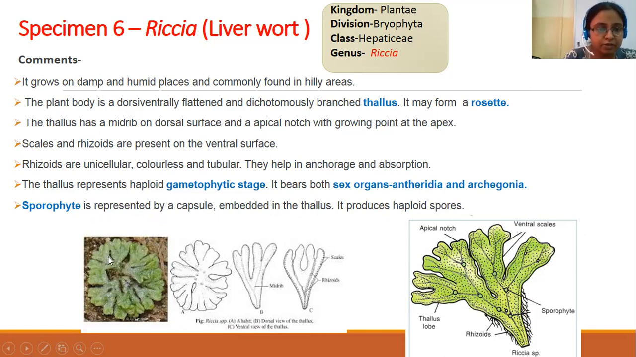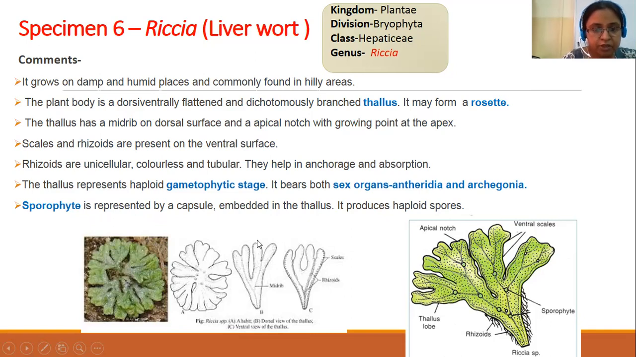Now when this thallus branches and we arrange them together, it looks like a rosette. Rosette means it looks like a flower, but it's not a true flower, but it looks like a plant body, it looks like a rosette. Fine. Now, here you can see this is the thallus of this liverwort, Riccia, in which a midrib is there. The midrib runs in the center on the dorsal surface, and an apical notch is there. Here you can see the apical notch with the growing point in its apex.